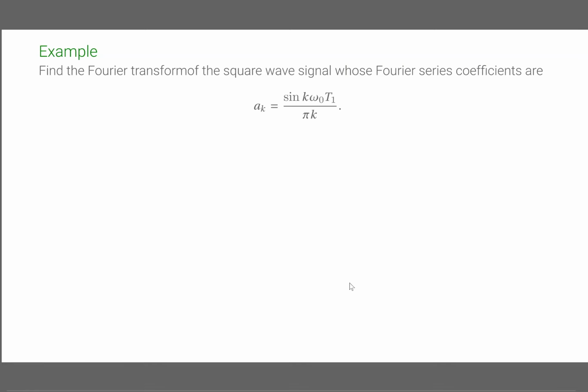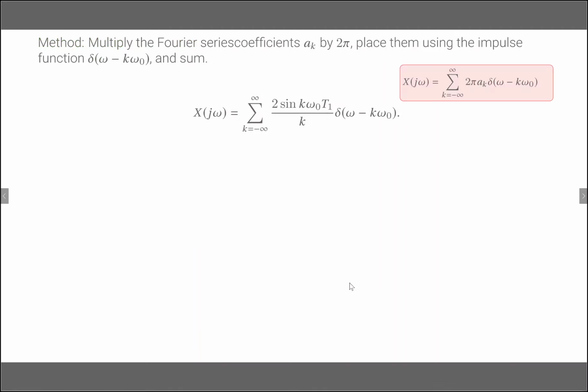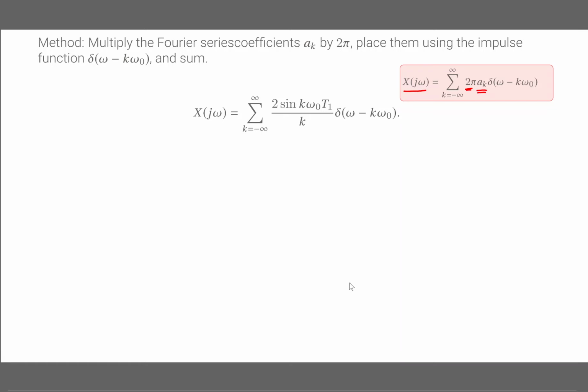Okay, let's take this example. Find the Fourier transform of the square wave signal whose Fourier series coefficients are these, an expression that you obtained before for the square wave signal: sin(k omega naught T1) divided by pi k. Alright, we know the a_k's. So how do we obtain the Fourier transform? We multiply the a_k's by 2 pi and locate impulses at k omega naught. So it's very easy. You multiply by 2 pi, so you have 2 sin(k omega naught T1) over k, and then delta(omega minus k omega naught).